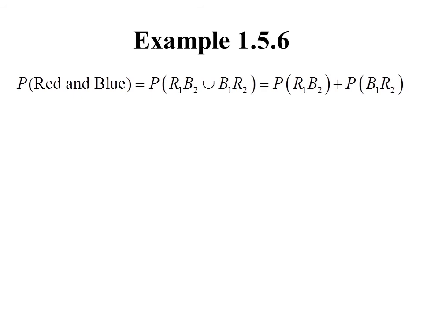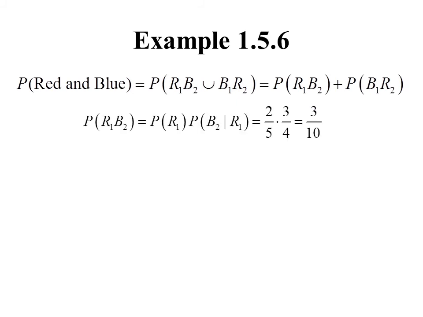Okay, so let's introduce some notation. We want to find the probability of getting a red and a blue cube. And this can occur in two ways. We can get a red on the first and a blue on the second, or a blue on the first and a red on the second. And again, those are disjoint, so by axiom 3, that's the probability of the first event plus the probability of the second event. And so let's calculate these two probabilities on the right.